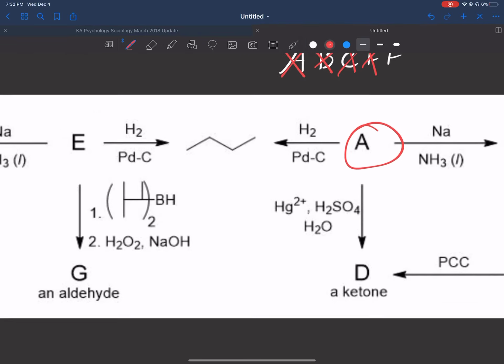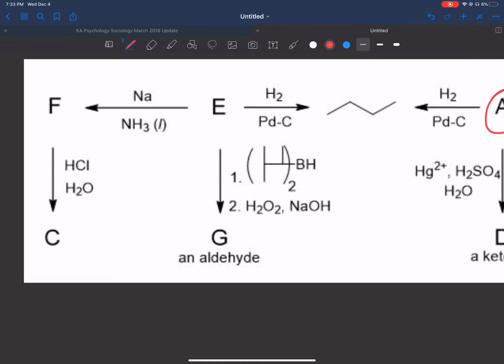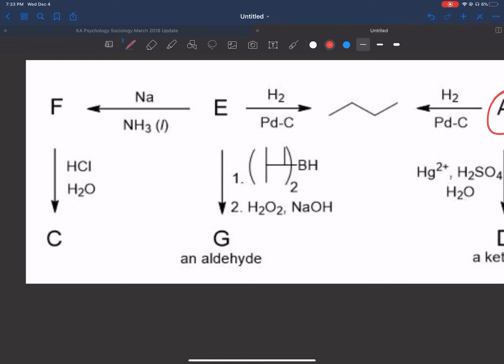So now we just need to get compound F, and to get compound F, we're going to do Na/NH3 liquid on compound E. So let's go to E, Na/NH3 liquid. Now this is going to give us the trans double bond, right? Similar to what we did on A to get to B. Now, the thing to watch out for here is the double bond is going to form from 3 to 4. So let's just draw that. 1, 2, 3, 4.